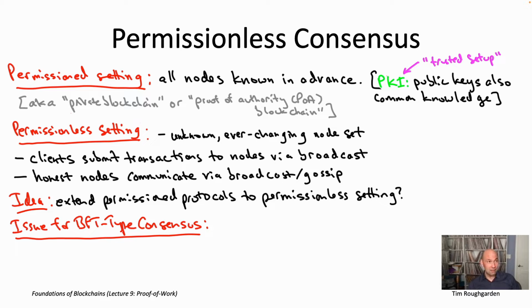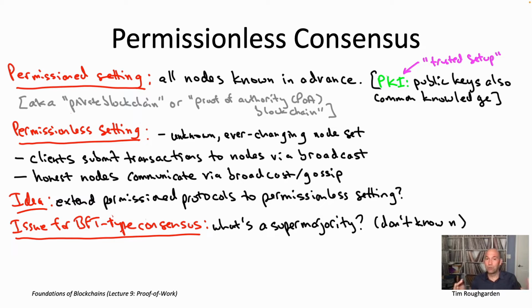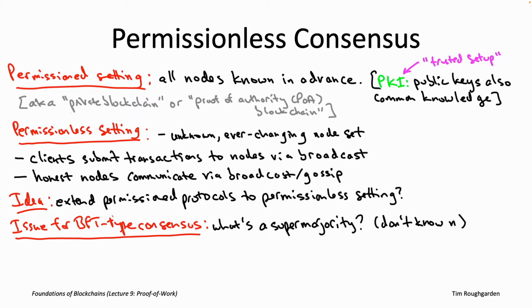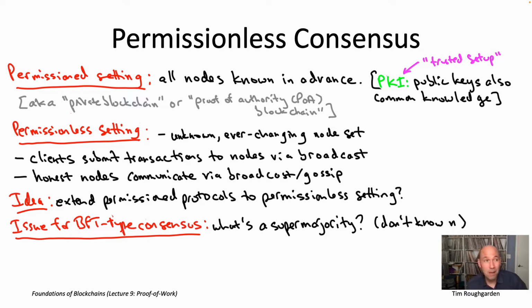But I hope the issue then seems pretty clear, right? You were waiting for 67 votes because you knew you were one of 100 nodes. How did you know that? You knew that because you were in the permissioned setting. In the permissionless setting, we have no idea what the node set is. We have no idea what n, the number of nodes, is. So a node has no idea how many votes it should be waiting for. It has no idea what is the amount of votes that would constitute a supermajority. So that should seem like a pretty immediate and big obstacle to adapting the BFT-type protocols to the permissionless setting.